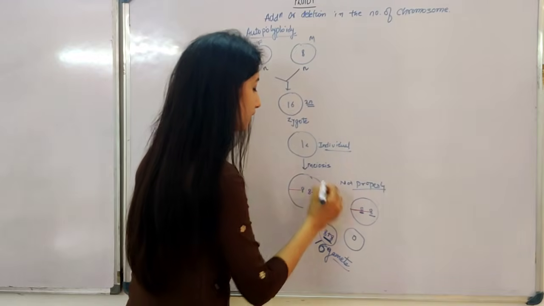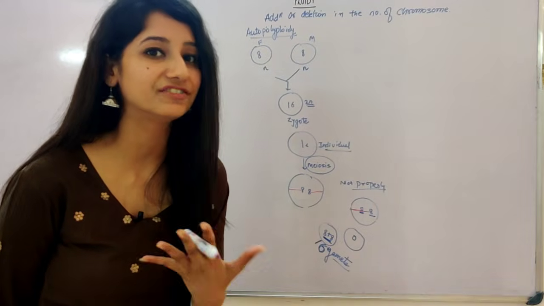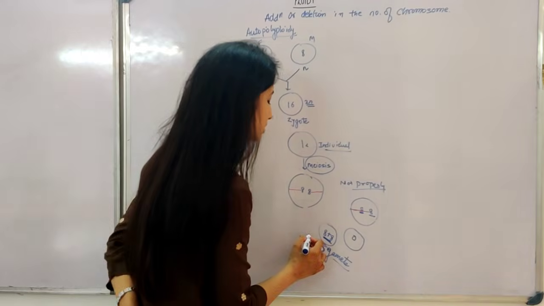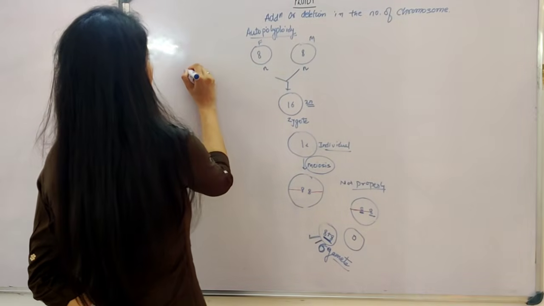It is a gamete because it is formed by meiosis. And what will happen in meiosis? Reductional division occurs in meiosis. So it is a 16 chromosome gamete. Now, with this 16 chromosome gamete, what will happen?